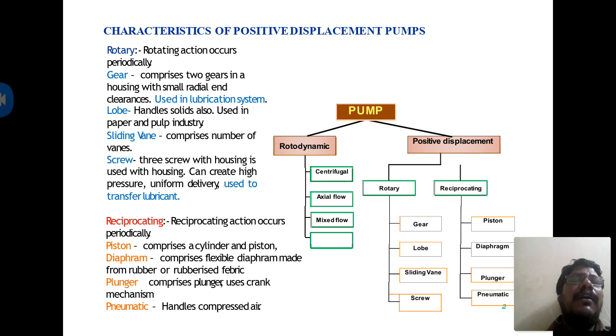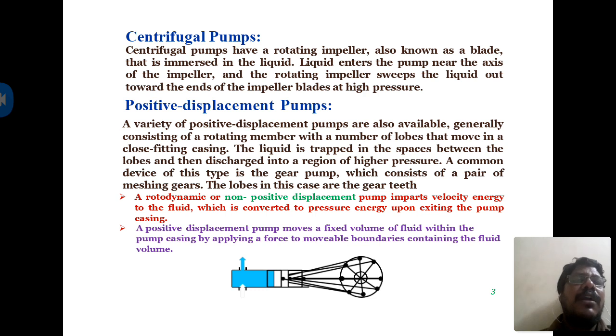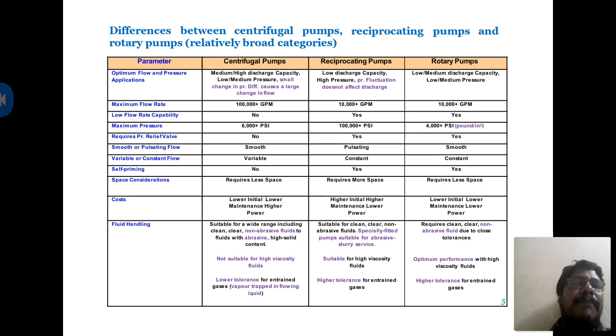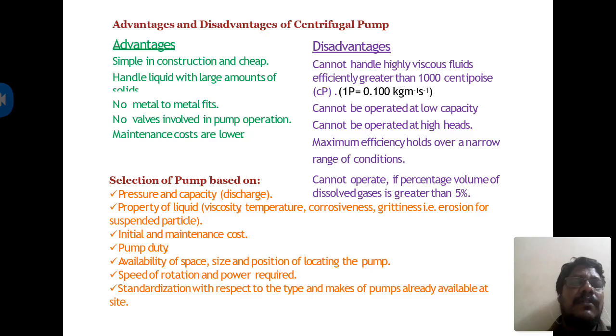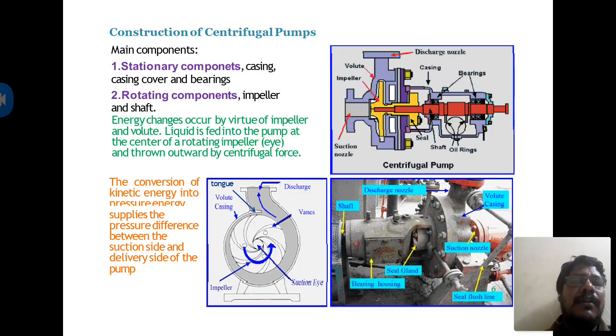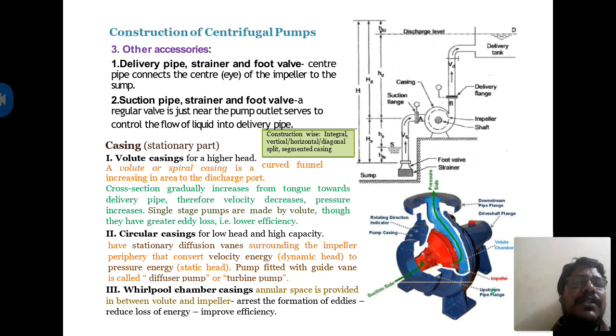Here we can see the varieties I explained already, the varieties of rotodynamic and positive displacement pumps. Now, coming to the centrifugal pump, there are certain important parts. First and foremost is the impeller, which is the main rotating component of the centrifugal pump. The main purpose of this impeller is to convert kinetic energy into pressure energy.